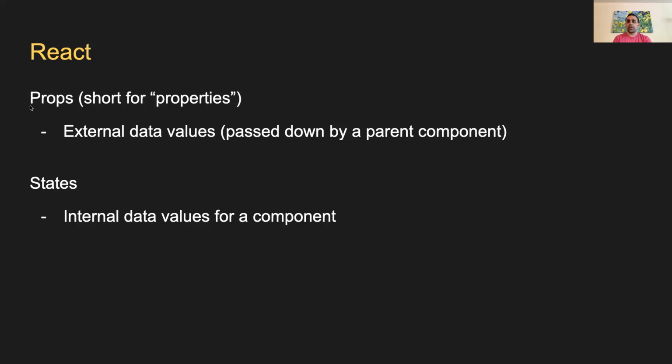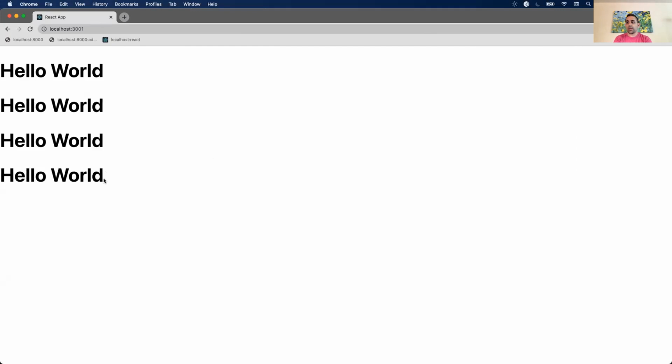All right, so let's take a look at an example of how we can actually use props and maybe state values to make our application a little more exciting. Right now I have hello world repeated 4 times. That's not too exciting. Let's make this a little more dynamic. What I mean by dynamic is that our code can use our component and render different values using the same exact component.